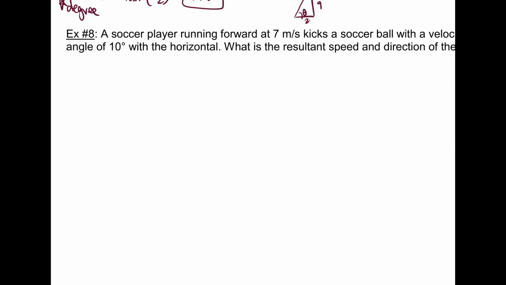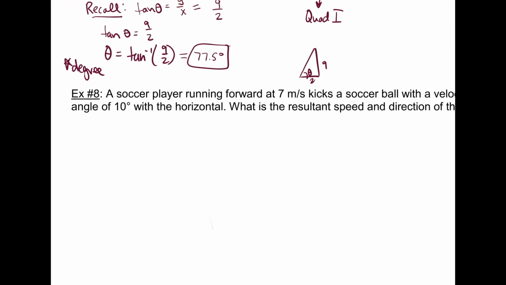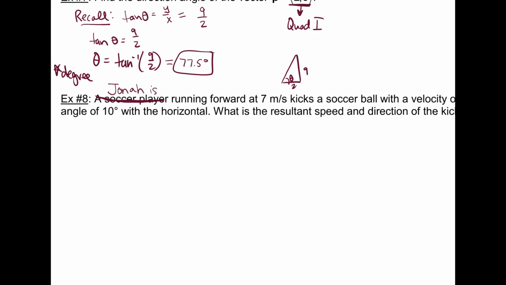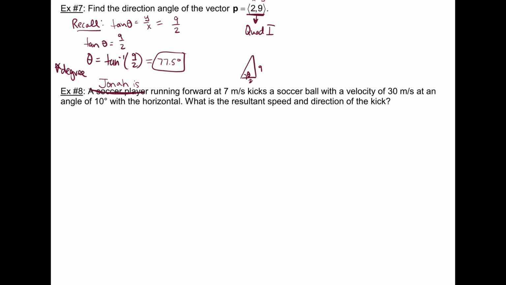All right, example 8. A soccer player running forward. Who plays soccer? Jonah. Jonah, okay. Jonah is running forward at 7 meters per second. He kicks a soccer ball with a velocity of 30 meters per second at an angle of 10 degrees with the horizontal. What is the resultant speed and direction of the kick?